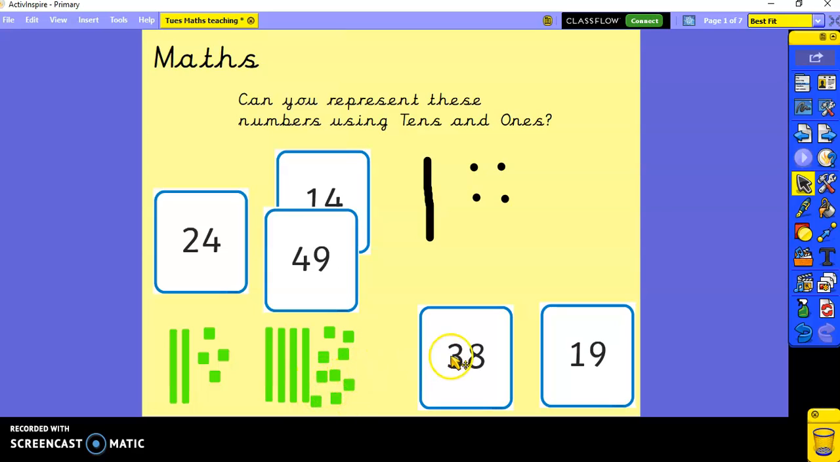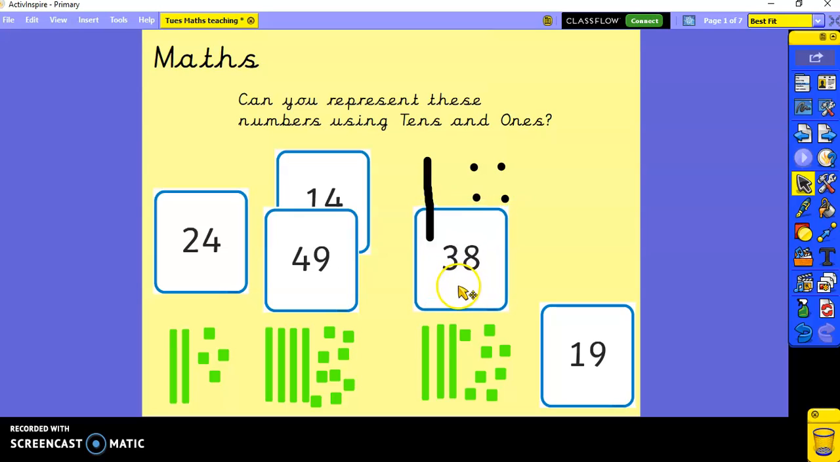So well done if you got that one correct. Third one is the number 38. So 38 has 3 tens and 8 ones. So 30, because I know that 3 lots of 10 makes 30, 30, 31, 32, 33, 34, 35, 36, 37, 38. And it is really useful if you practice counting on those tens and then counting on in ones. So that might be something for you to pause the video for in a minute and practice doing that out loud.